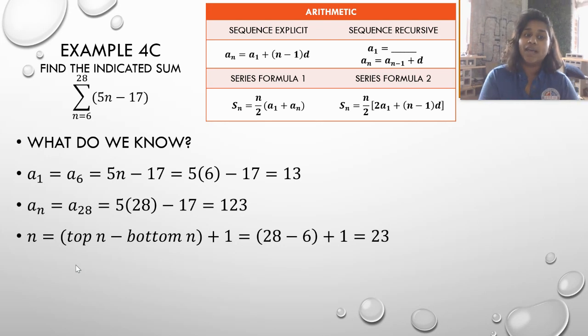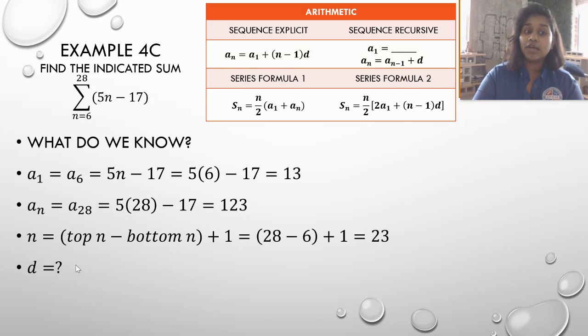We know the n value, and this is what I want to make sure we pay attention to here. To get n, if they give it to you in sigma format, you can't just do 28 minus 6, because if you counted on your fingers, from 6 to 28 would not be 28 minus 6. It's actually 28 minus 6 plus 1. So you could do that yourself, 6 to 28, and make sure it is 23, but that's just a little something to note.